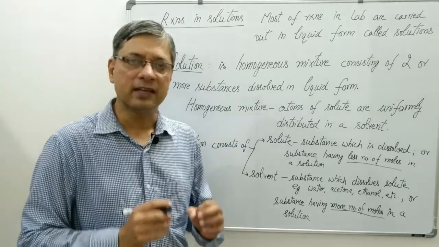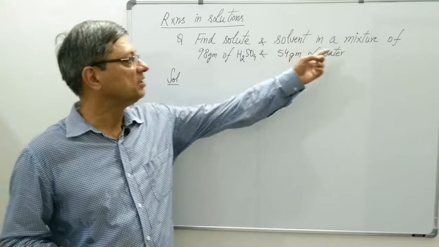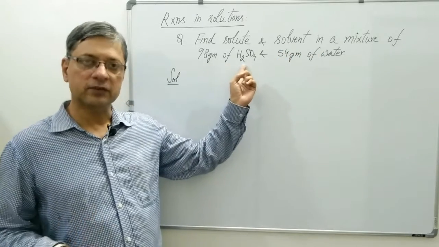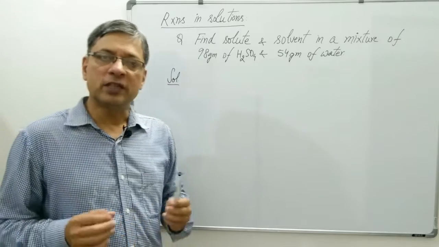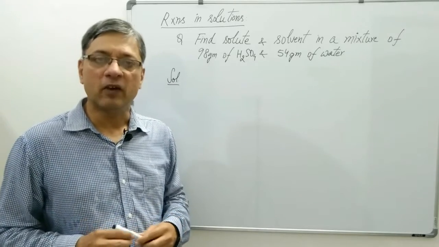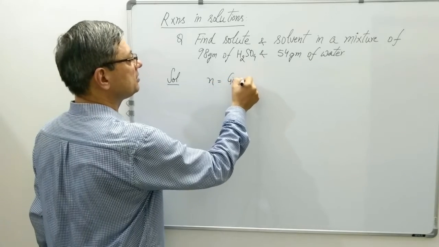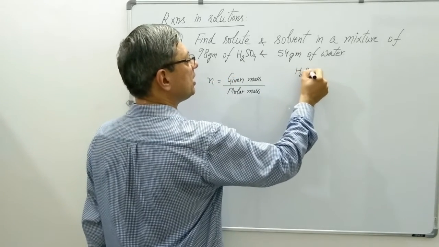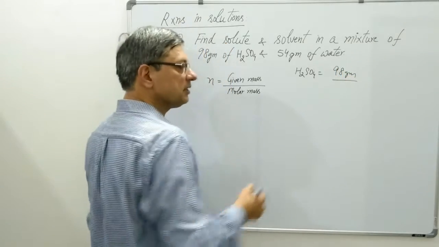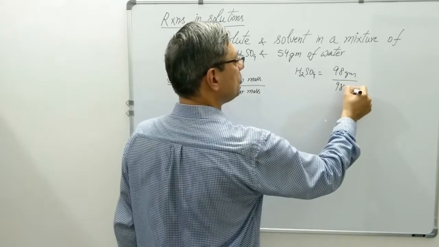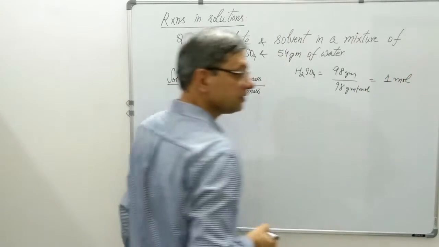Let us understand with an example. Question is, find solute and solvent in a mixture of 98 grams of sulfuric acid and 54 grams of water. To find solute and solvent, we have to first find the number of moles. Number of moles formula we know, given mass upon molar mass. For H2SO4, the given mass is 98 grams, and molar mass of sulfuric acid is 98 grams per mole. Therefore, answer will be 1 mole of sulfuric acid.